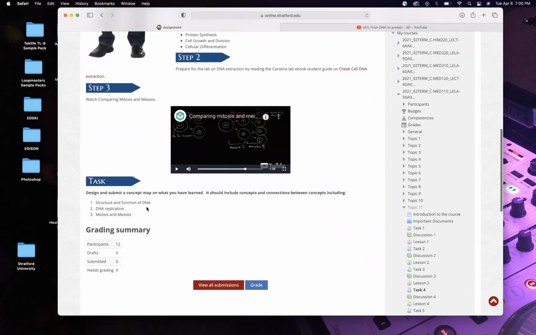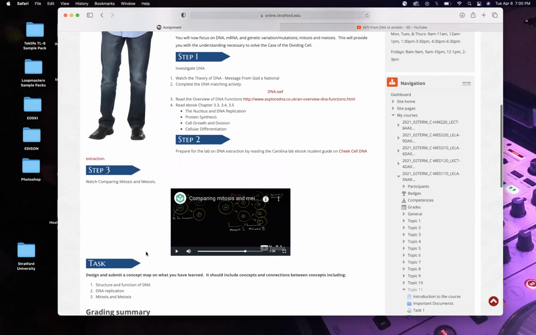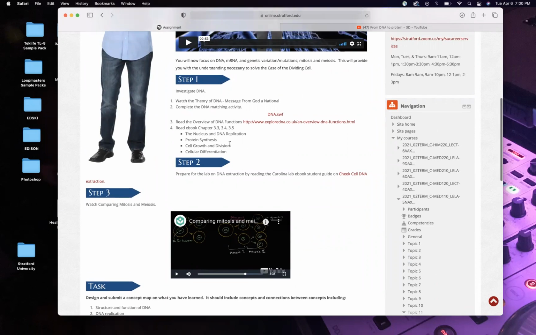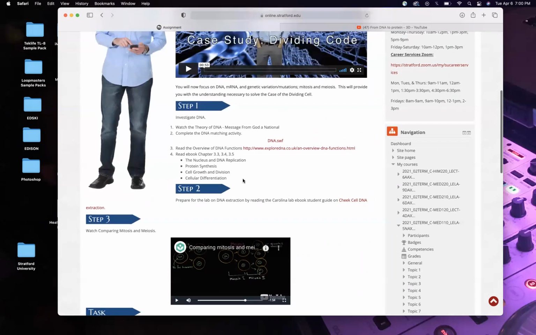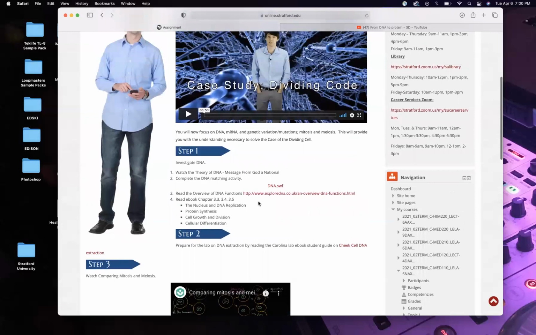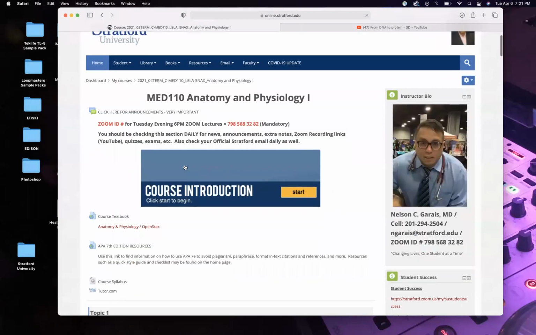So we now know the structure and function of DNA. We know how DNA replicates. We know the difference between mitosis and meiosis, what we start with, what we end with, and that's called cellular differentiation and cell growth and division. And we know about protein synthesis, and we know about how the DNA replicates itself and its actual structure. So let's see what's due next week.